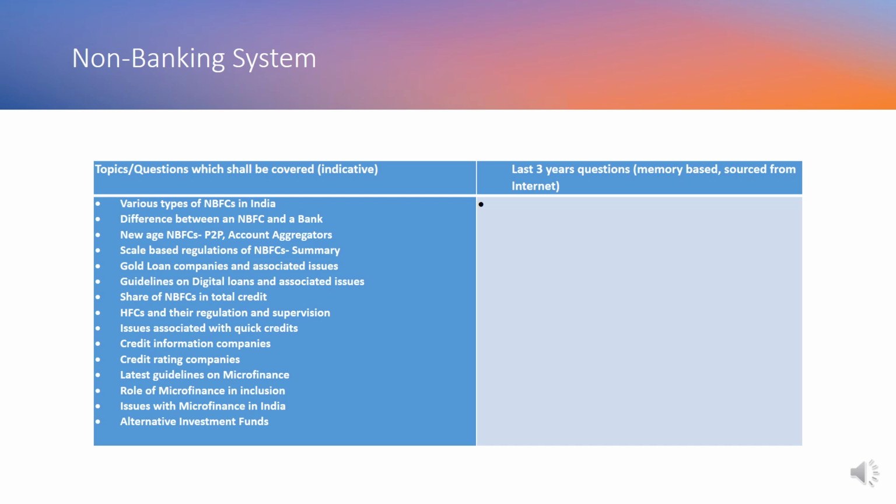Earlier housing finance companies were regulated by NHB and also supervised by NHB, but now the supervision is with NHB, whereas the regulation was shifted to RBI. Then issues with quick credits, basically digital loans, credit information companies, and credit rating companies, or credit rating agencies rather.